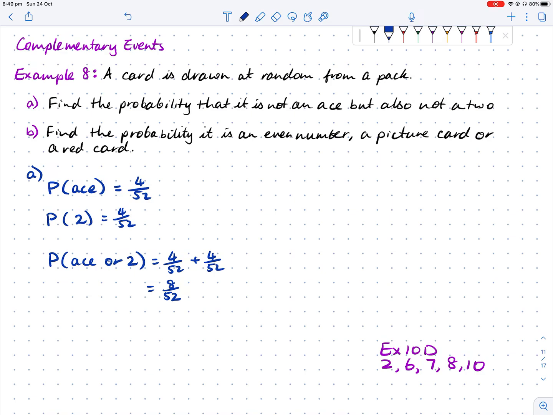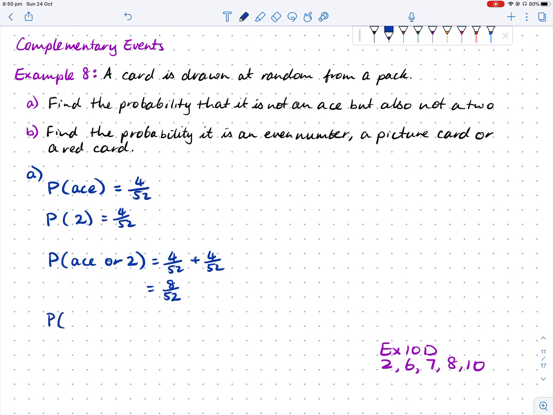I've just left it unsimplified for the time being. It's a little bit easier to work with if the fractions are unsimplified, because you can see that all the denominators are the same. At the end, you do need to make sure that you simplify all of your fractions. So we got the probability it's ace or 2, but the question says we don't want the ace and we don't want the 2 either.